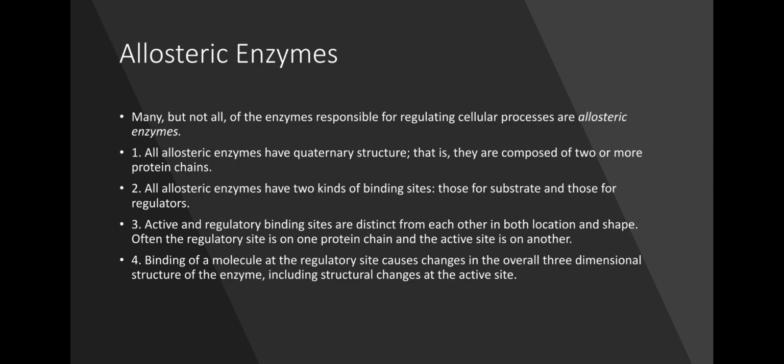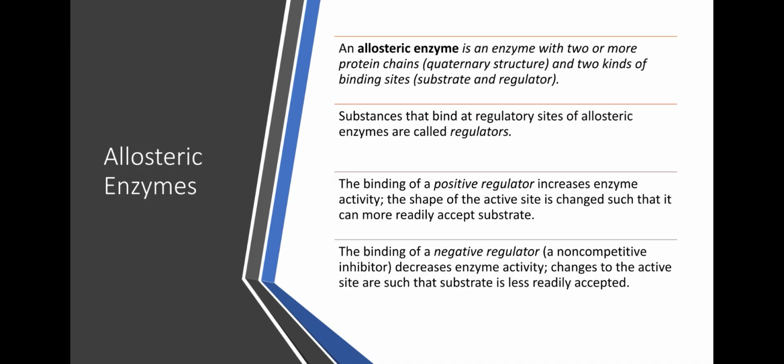Then lastly, binding of a molecule at a regulatory site causes changes in the overall three-dimensional structure of the enzyme, including structural changes at the active site. Substances that bind at regulatory sites of allosteric enzymes are called regulators. We have two types, the positive and the negative regulator.